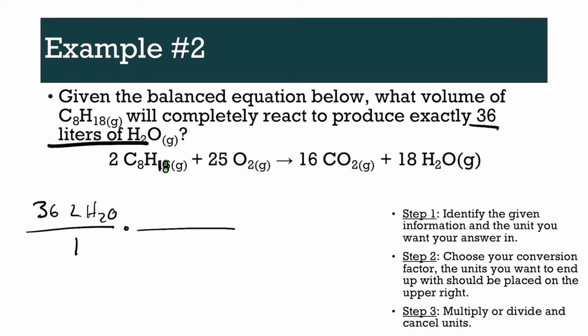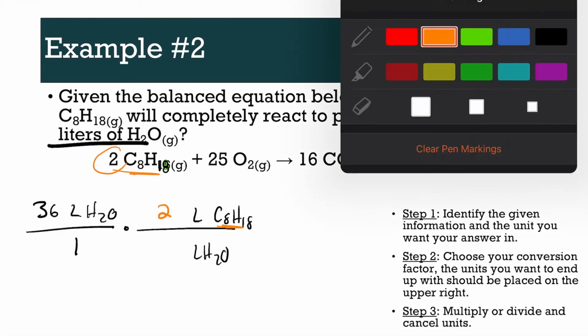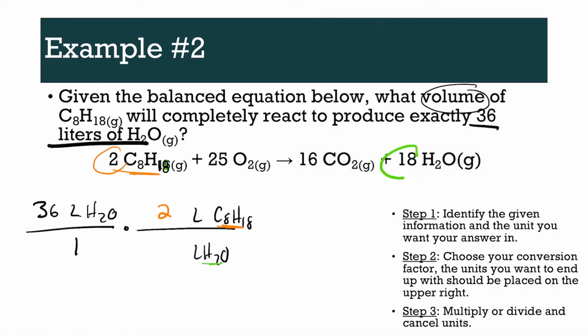So we're given liters of H2O. We want liters of H2O to cancel. And we're looking for volume, and volume is liters. Liters of C8H18. So there's our setup with the units. Let's fill in our coefficients. For C8H18, our coefficient is 2. And for H2O, we have 18. We can simplify this to 1 and 9, but if we're plugging into a calculator, it does not matter.